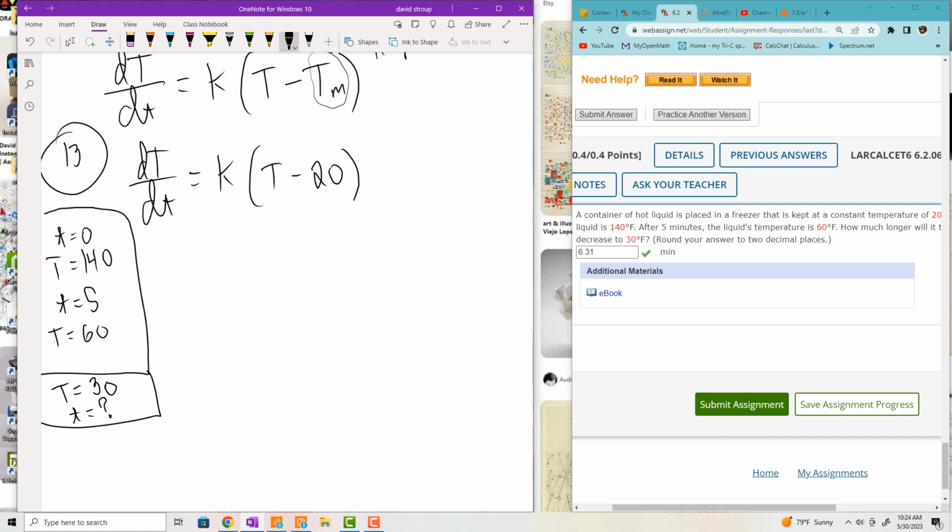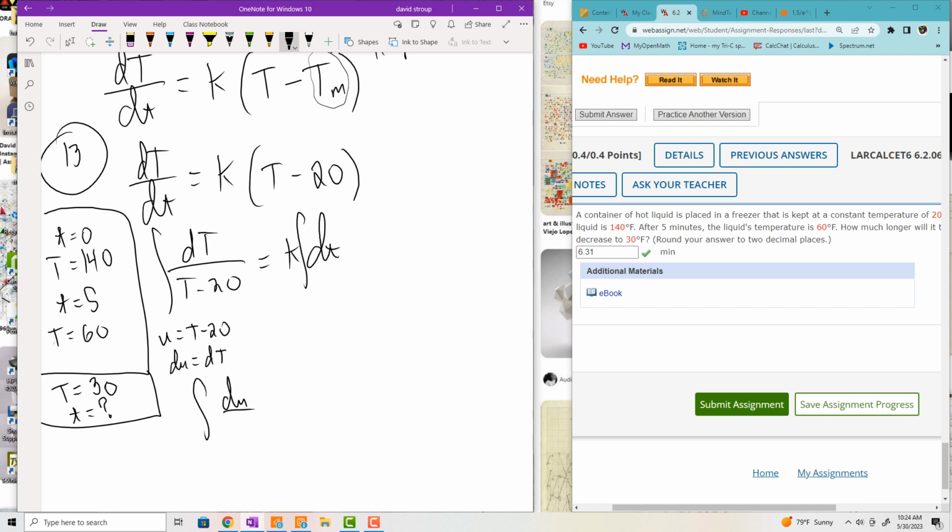All right, so what I do is separate. I'm going to divide both sides by that T minus 20, multiply both sides by the dt, little dt, and integrate both sides. On the left, you can do a u sub if you wish for the denominator. Okay, so I have the integral of du over u. On the right, you can go ahead and integrate that. The integral of du over u is the natural log of the absolute value of u. Let's back sub the T minus 20.